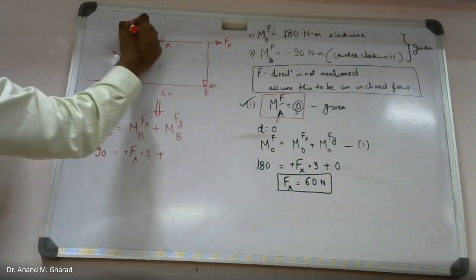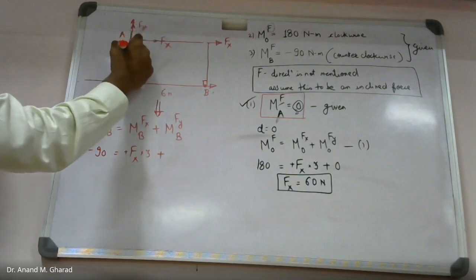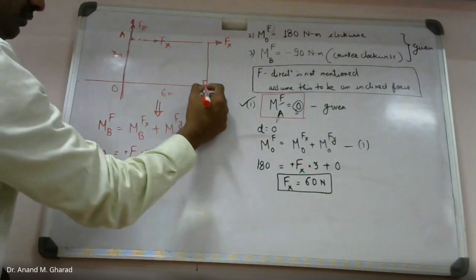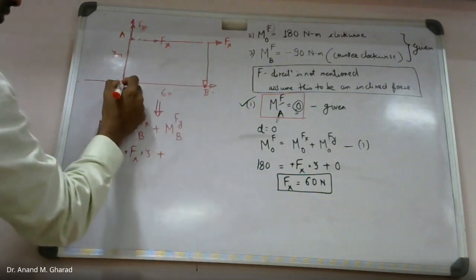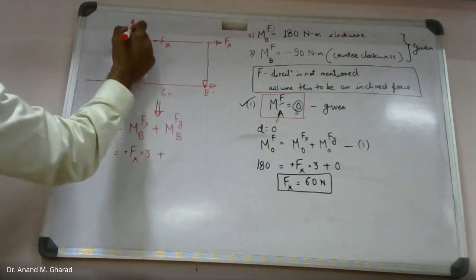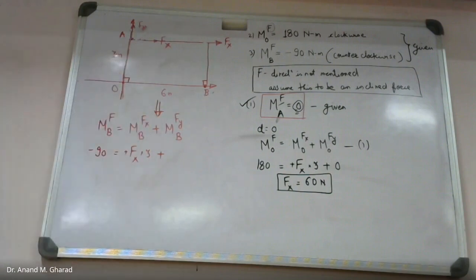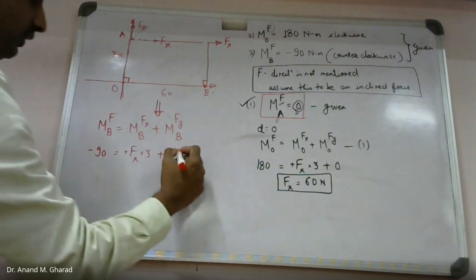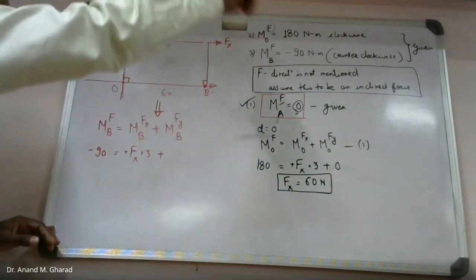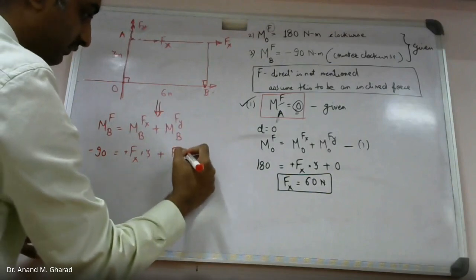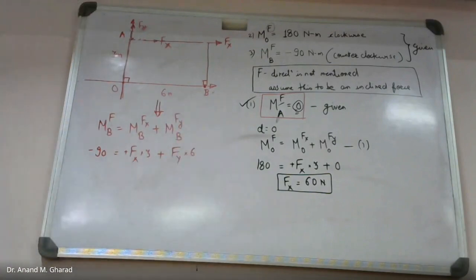Then the moment about the same point B due to Fy. Now, in order to find out that moment, you extend the line of action of the force, right? And you drop the perpendicular from this point B on this line of action of force. What is the distance? 6 meter, okay. And in which direction is this rotating about point B? Again clockwise, correct. So Fy into 6. Very good.